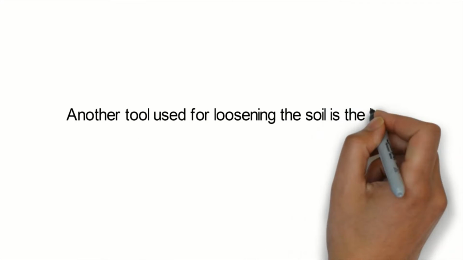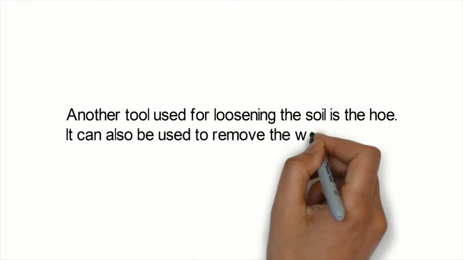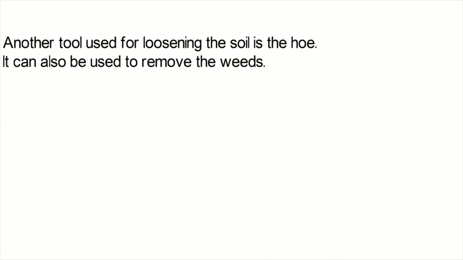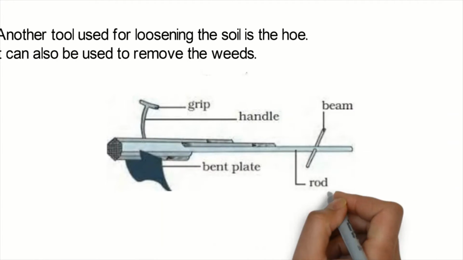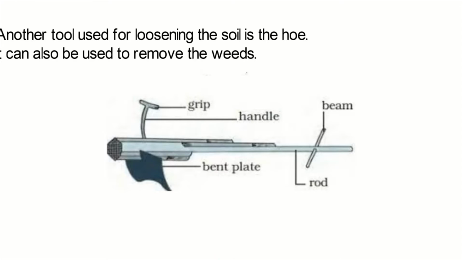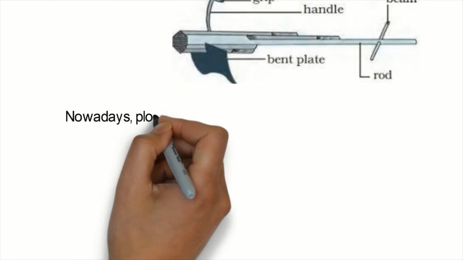Another tool used for loosening the soil is a hoe. It can also be used to remove weeds. Students, this is a hoe. The bent plate is used for digging the ground and it is attached to a rod. To the rod, a beam is attached so that it can give us a proper hold of the rod. There is also a handle and grip so that if we want to hold the hoe, we can do it easily.